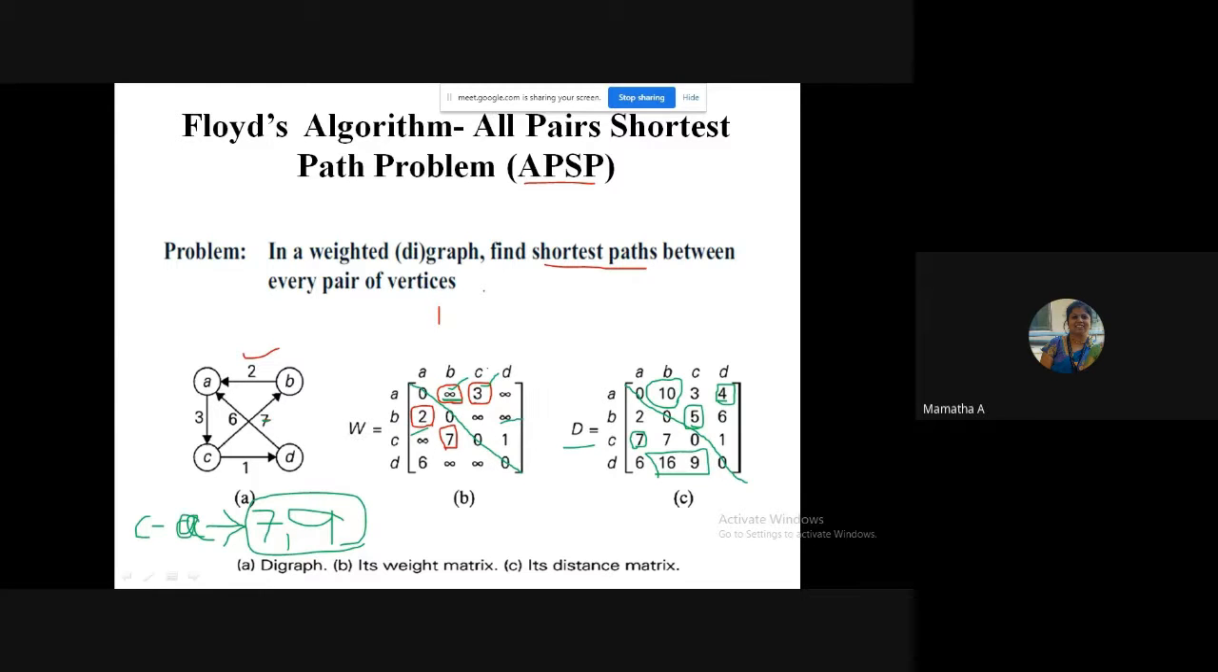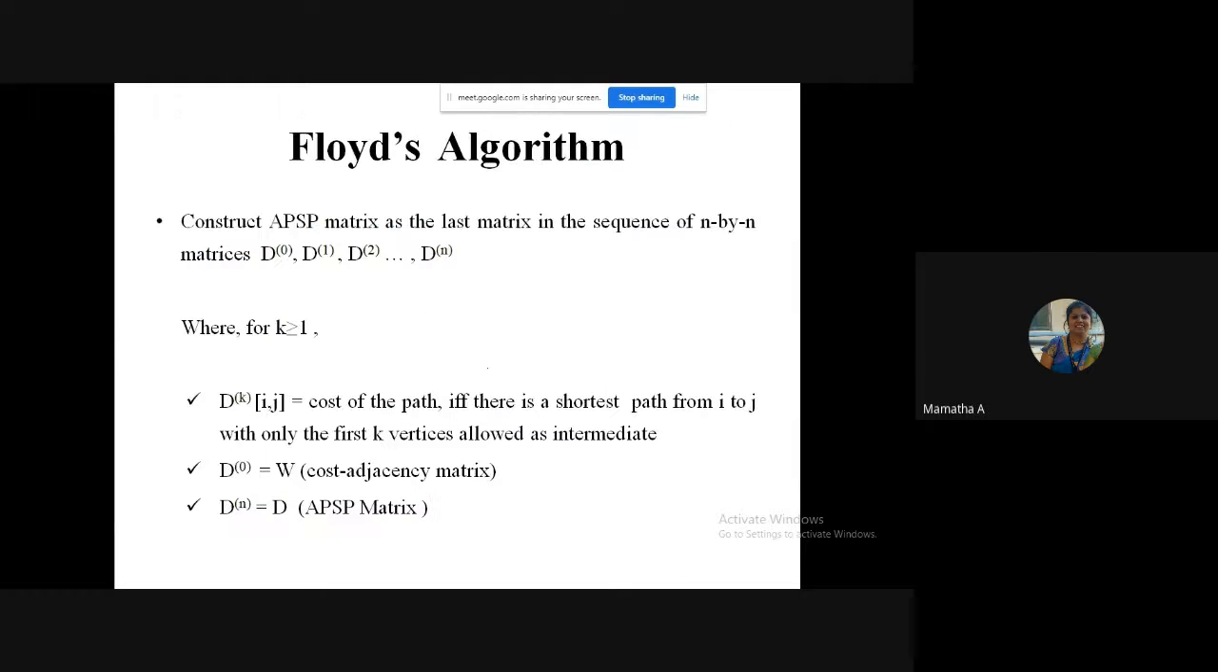Now again, Floyd's will also make use of the same aspect, constructing the matrices in a sequence of n cross n matrices. So I will name them D0, D1, D2 and Dn. Now anybody can guess what is D0 in this Floyd's? D0 is what for me?